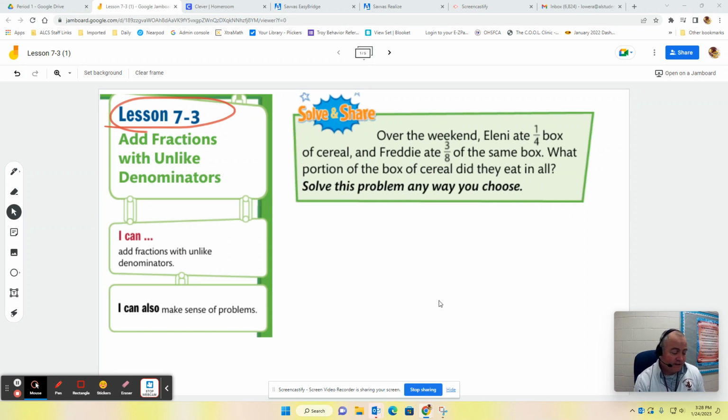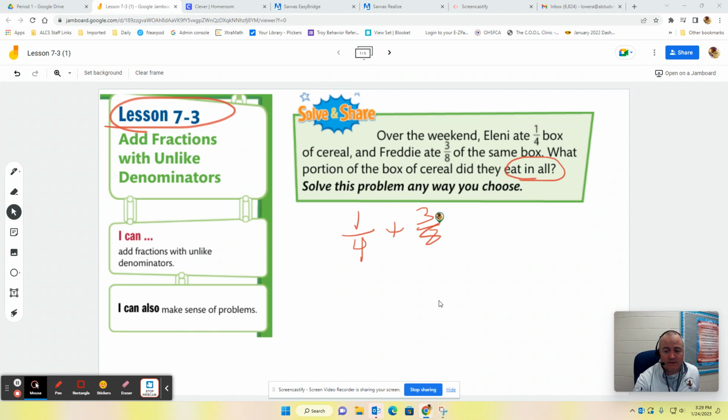We've got over the weekend, Eleni ate 1/4 box of cereal. Freddie ate 3/8 of the same box of cereal. What portion did they eat in all? Well, eat in all means we are going to be adding. So I know I am going to add 1/4 plus 3/8.